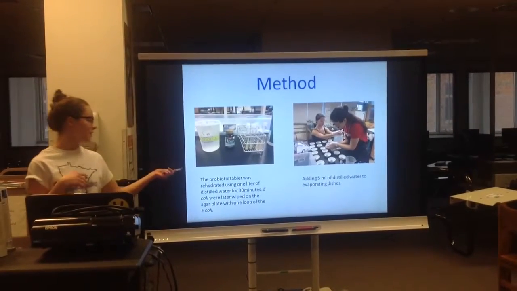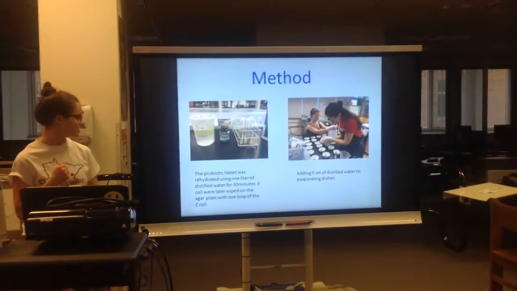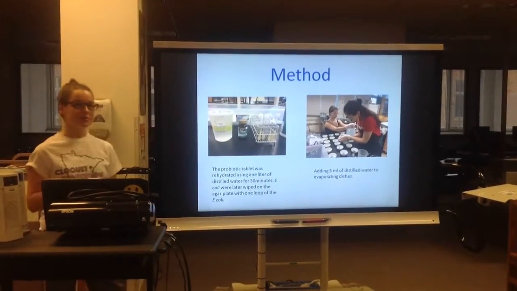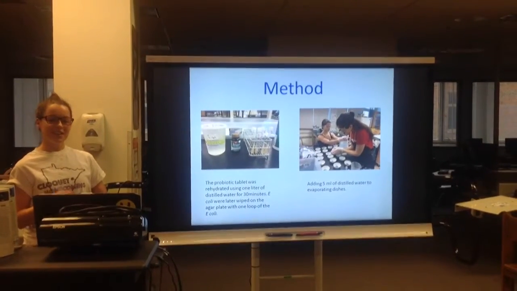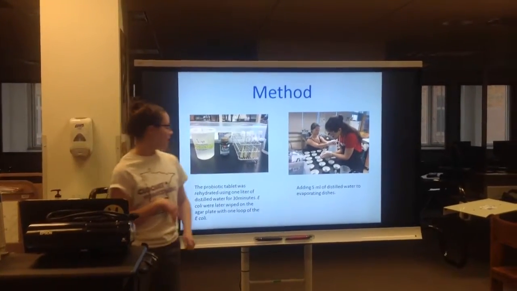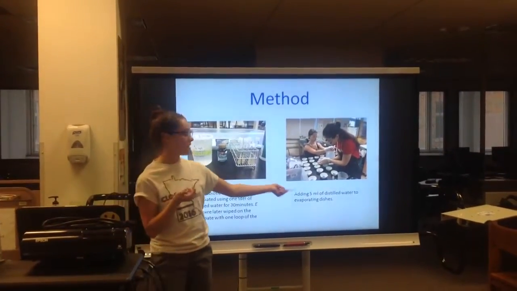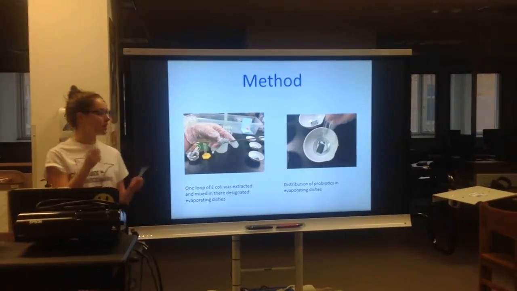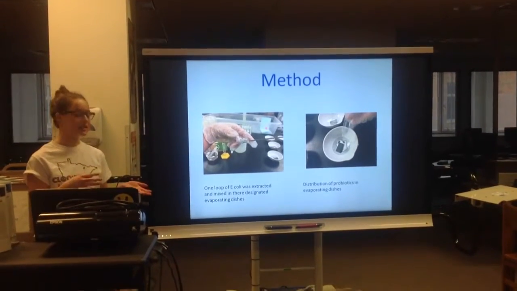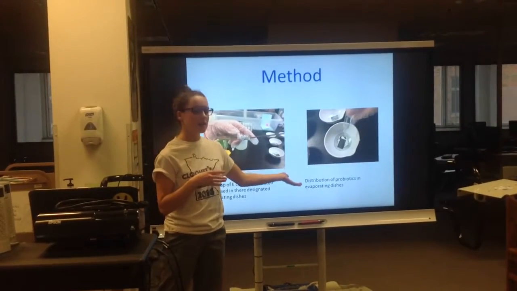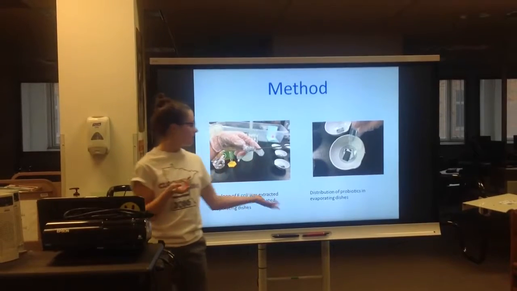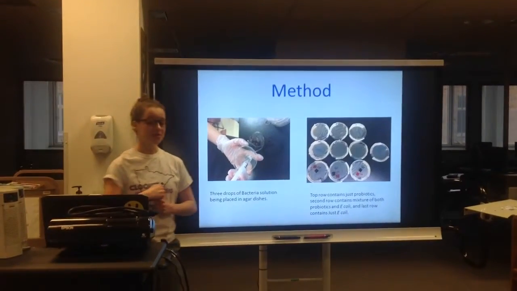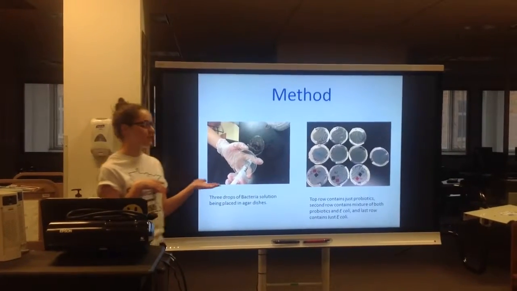We rehydrated probiotics into 1 liter of water for about 30 minutes, which is about how much water you find in the human intestinal tract. After this, we added 5 milliliters of distilled water to each evaporating dish. After that, we took 1 loop of E. coli and mixed it into the appropriate evaporating dishes for about 10 seconds. We did the same with the probiotics, except we added 3 drops of the probiotics to each evaporating dish. After about 30 minutes, we took each bacterial solution and put it onto the appropriate agar dish.